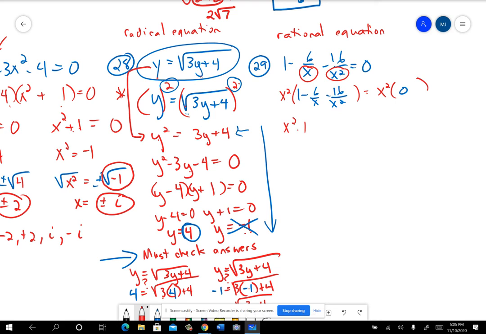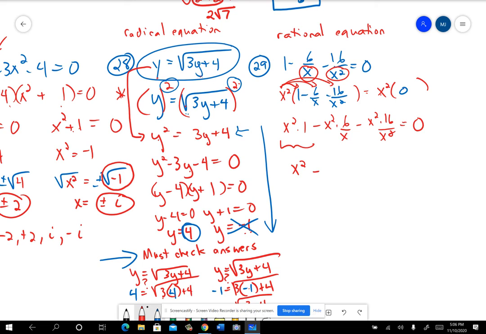So I'm going to take x squared times the 1. I'm going to take the x squared times the 6 over x. Keep that x squared up high because it really is on the same level as the 6. And then x squared times the 16 over x squared. You know, that has to get distributed, doesn't it, to all of those. And then x squared times 0 is still 0. Okay, so what I wind up with here is x squared.